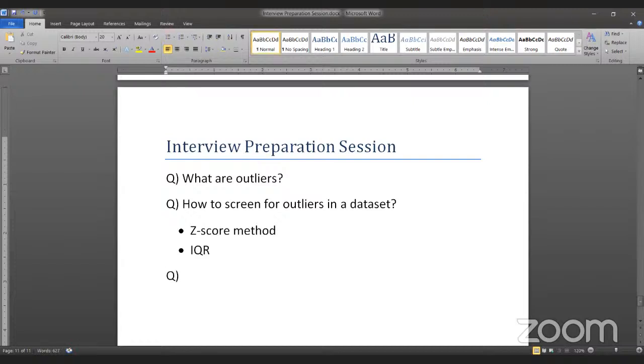Now coming to the next question: what are inliers? We discussed outliers, and now the question is, what are inliers?